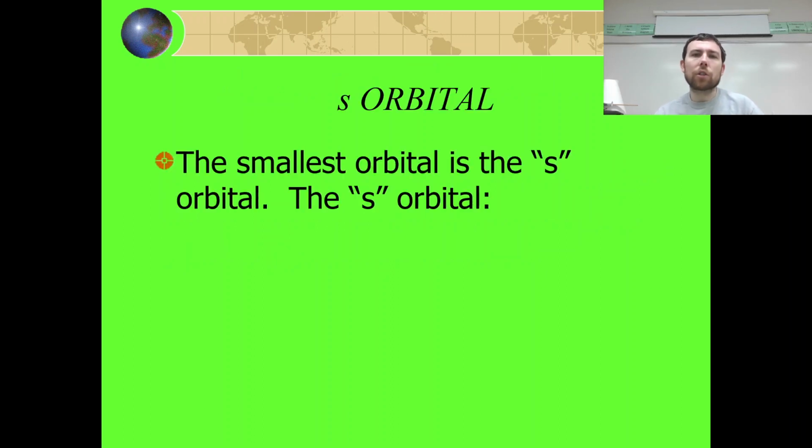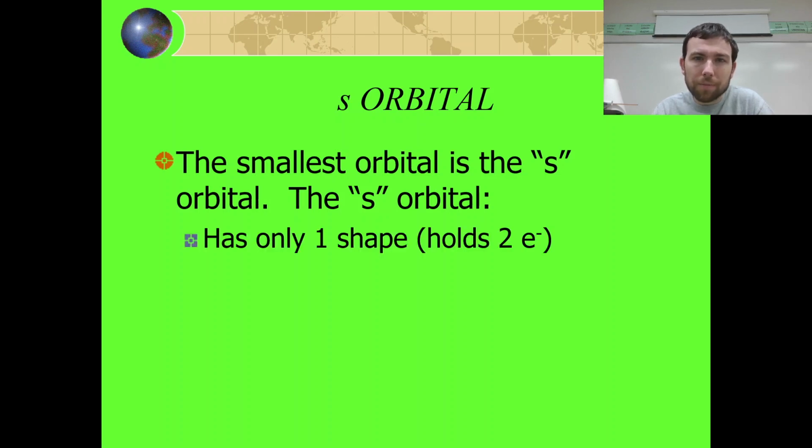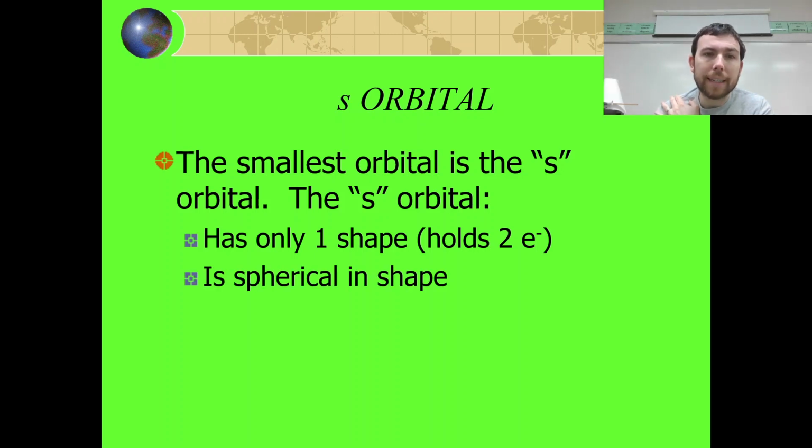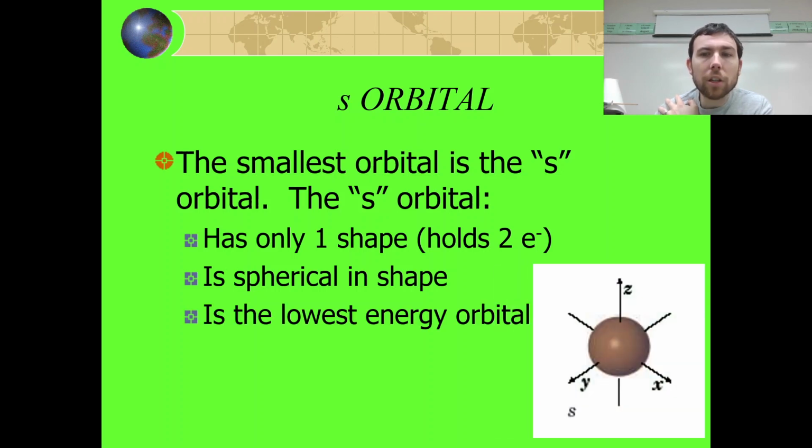So remember, the smallest orbital is the s orbital. This is also our lowest in energy within a given energy level. And so the s orbital has only one shape. And if you remember, it looks like a sphere, and it holds 2 electrons, right? So any s orbital, regardless of whether it's a 1s or a 6s orbital, it can only hold 2 electrons. It's spherical in shape, and it's the lowest energy orbital.